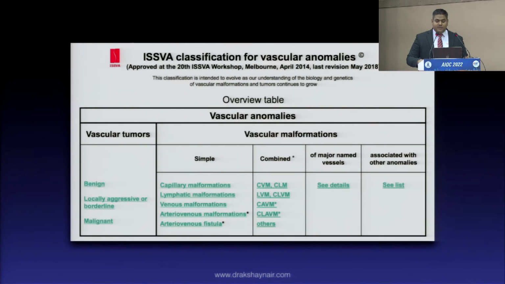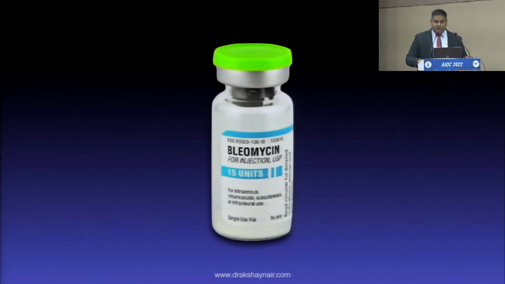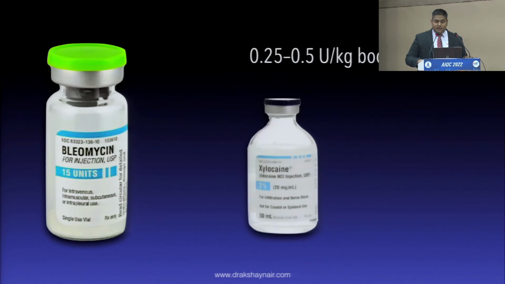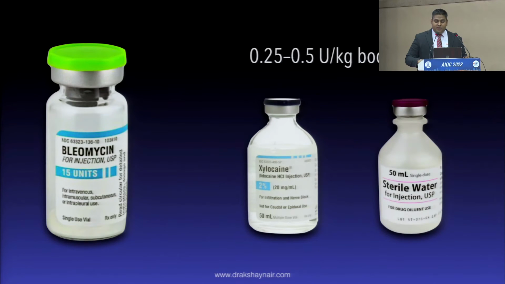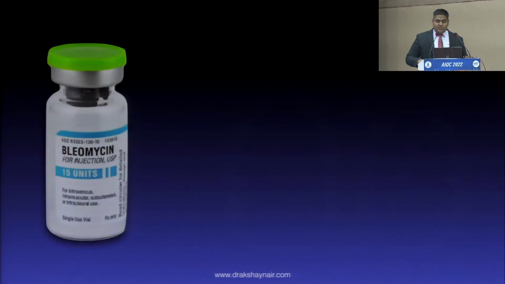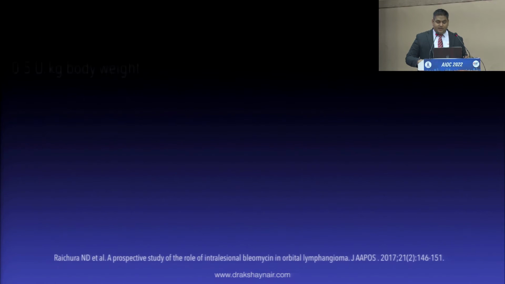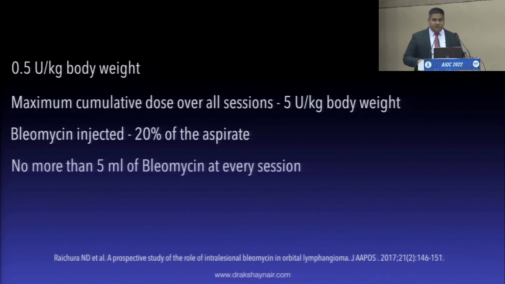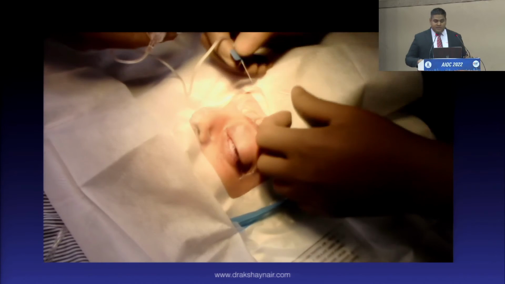And in these cases, we use bleomycin, where we are able to aspirate and sclerose it. It's mixed with lidocaine and xylocaine and sterile water in a 1:1 concentration, and is injected. These are just rough guidelines where we inject about 20% of the aspirate that is obtained.